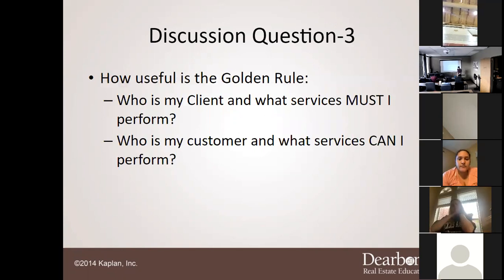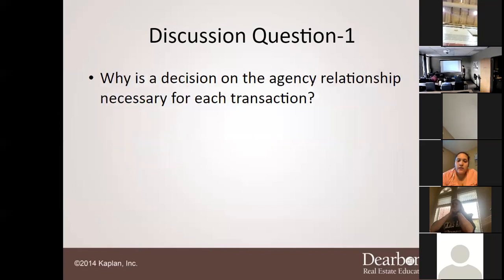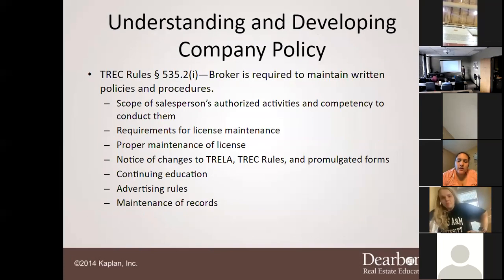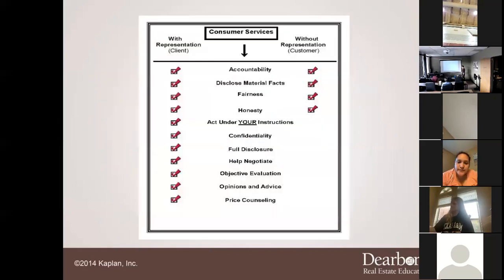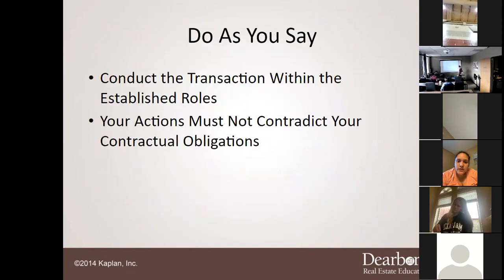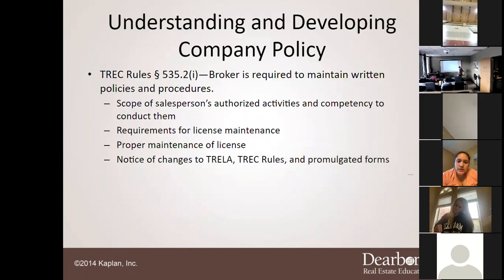This one isn't really much of a question, it's just something to discuss. How useful is the golden rule? Who is my client and what services must I perform? And who is my customer and what services can I perform? That goes back to this right here: what services can I perform and what must I perform? Very useful in deciding your agency and what you're actually going to be doing.